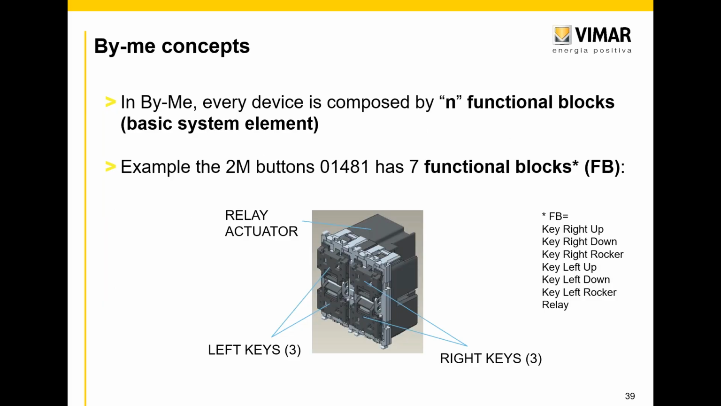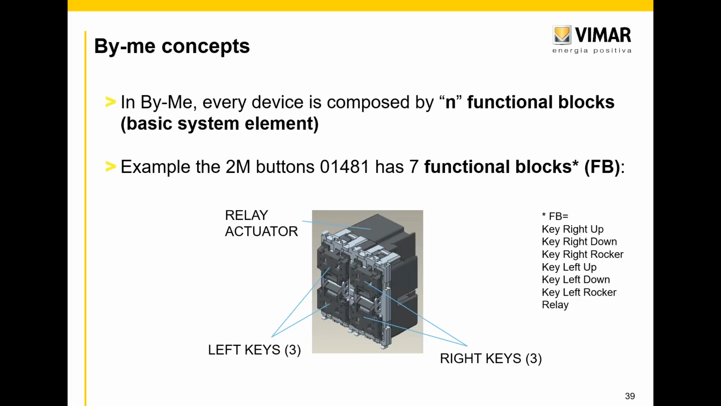Another important concept is that every physical device is also composed of functional blocks. Imagine in the picture you have the push button with a relay, so it's a double push button with a relay, and it is one device in terms of ID. So for the system it is 1 of 300. This means one device among the 300, the maximum of one gateway.